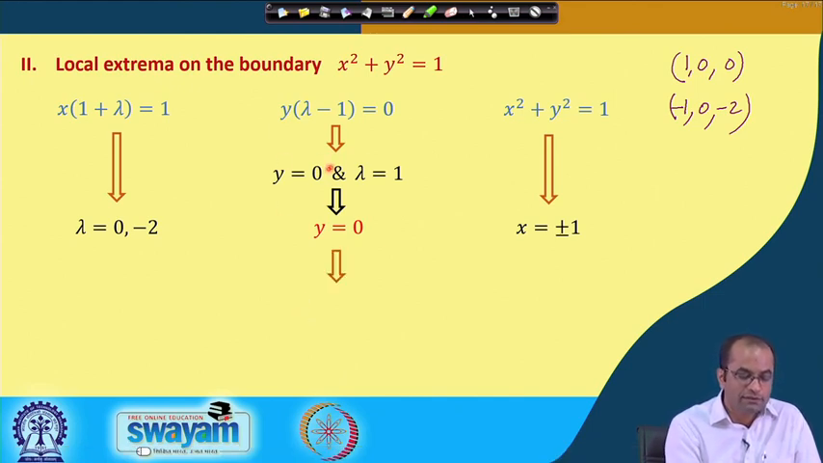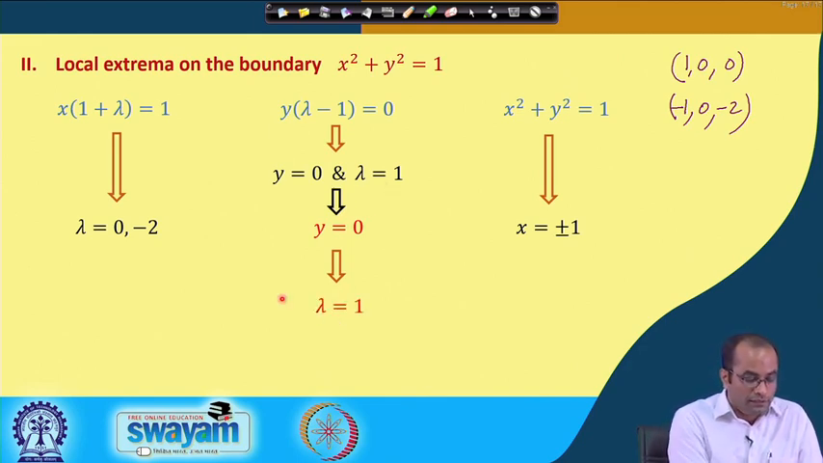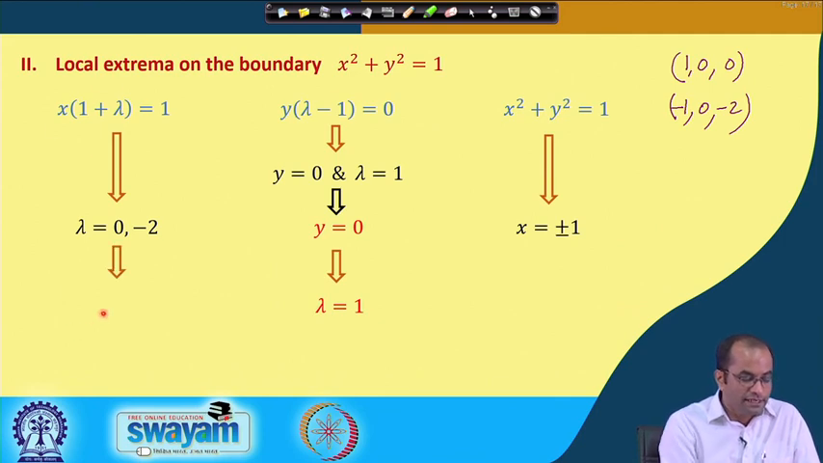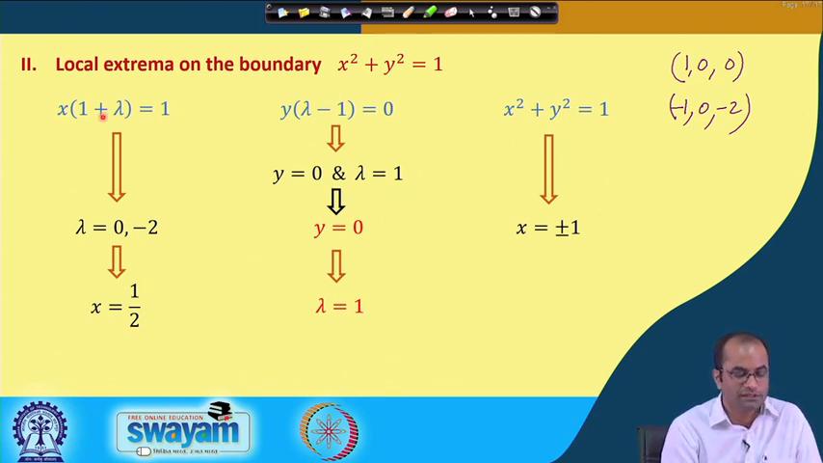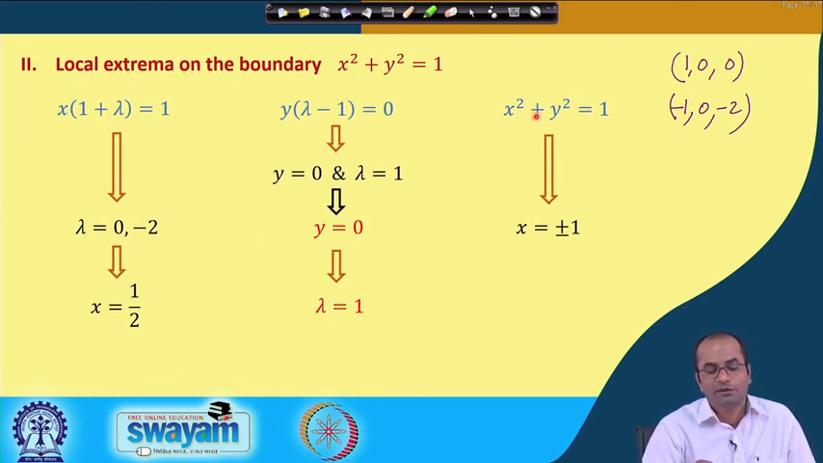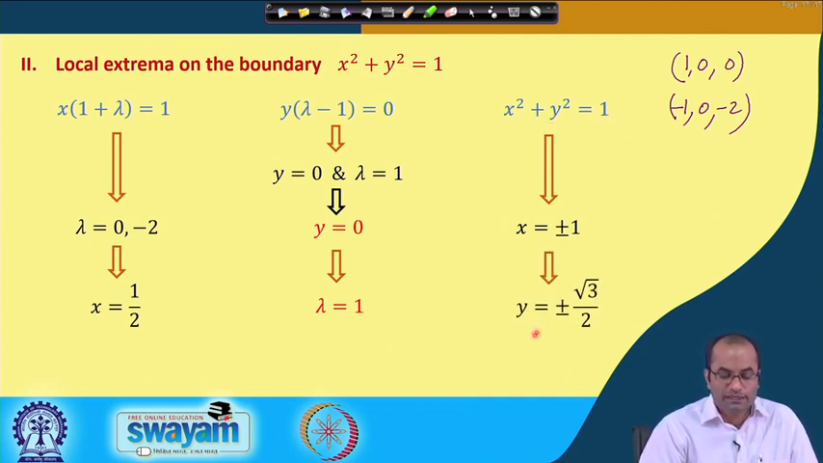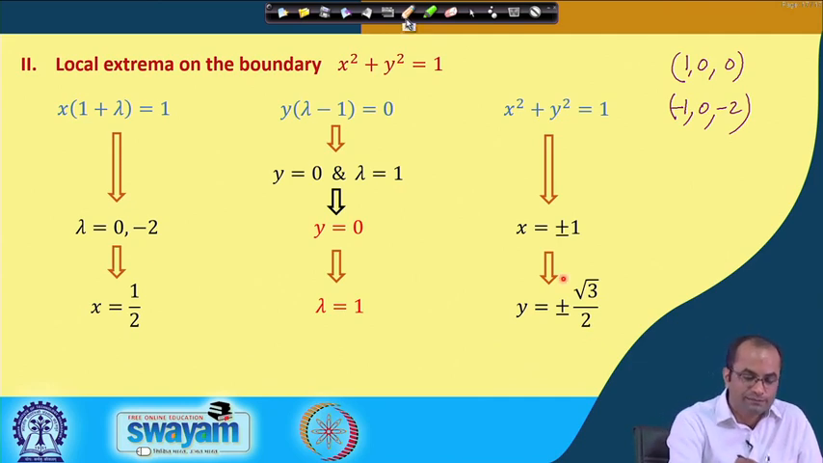Now, another possibility is that we get lambda is equal to 1. So, if we take lambda is equal to 1, we can get x from the first equation. When lambda is equal to 1, x has to be 1 half to satisfy this equation. So, we have x is 1 half, lambda 1, and since x is 1 half, from here we can get y. So, y square is 1 minus 1 by 4. So, we get y plus minus root 3 by 2. So, we got another points here.